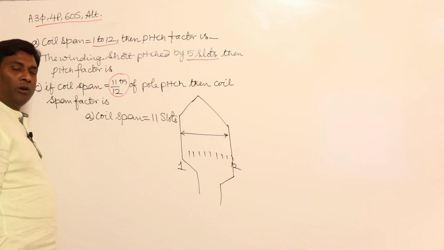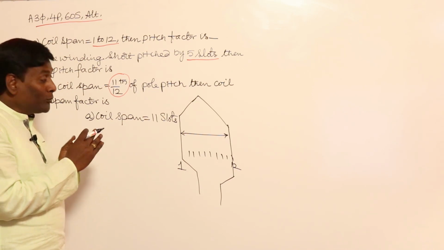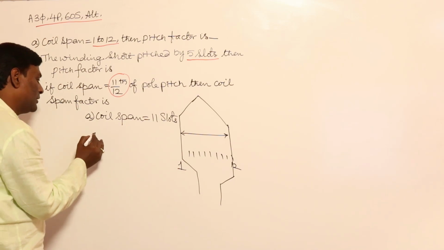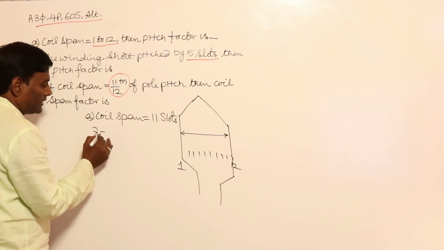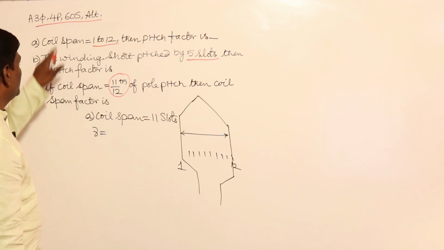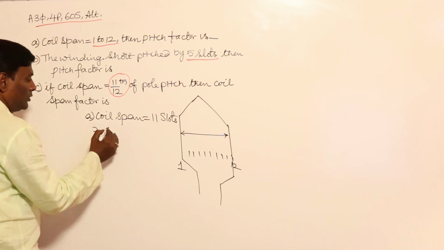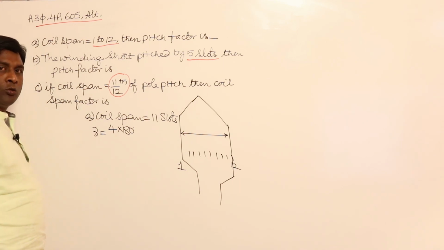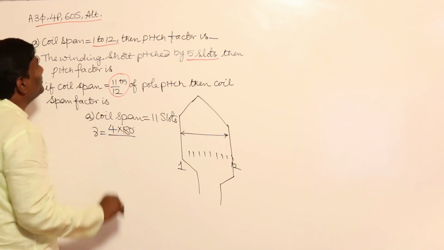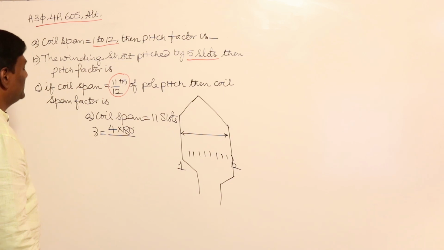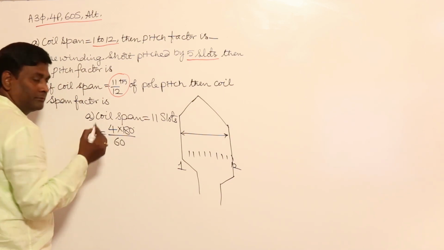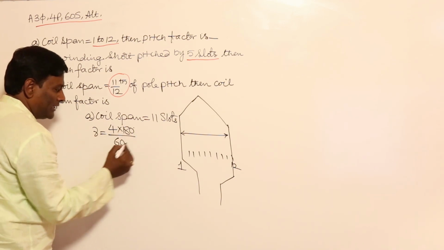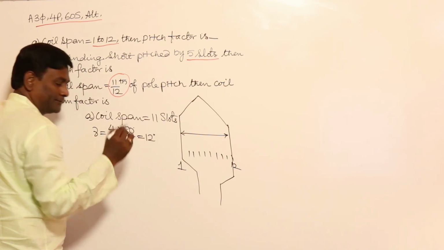Okay, now what we have to do, if it is 11 slots, how much is the coil span in electrical degrees has to be found. Now let me calculate slot angle. Slot angle is going to be, per pole we are going to have 180 degrees. So 4 into 180 degrees is going to be total electrical angle divided by how many slots are there? 60 slots are there. So slot angle 4 into 180 by 60 is going to be 12 degrees.